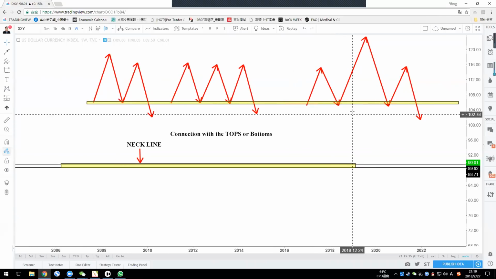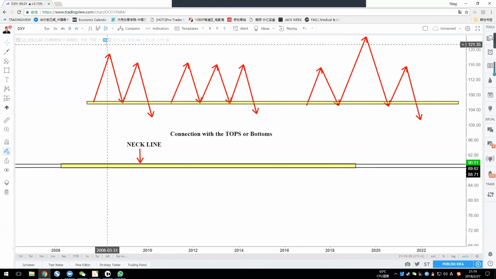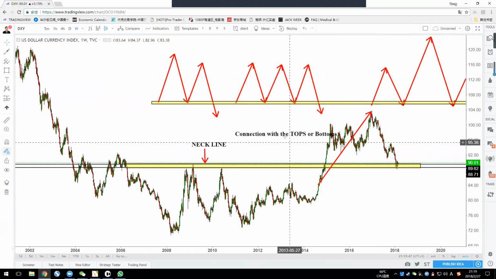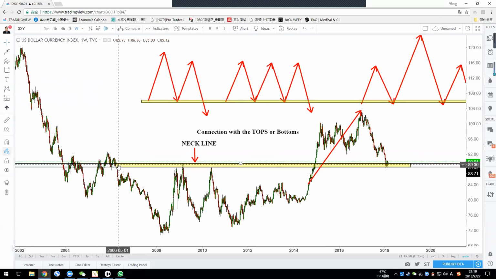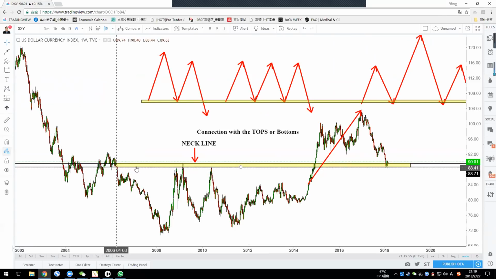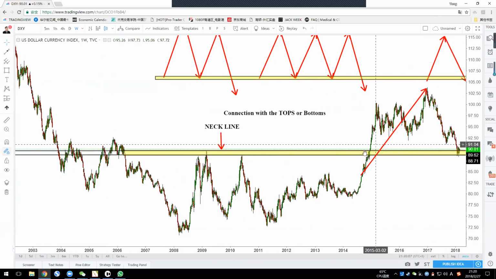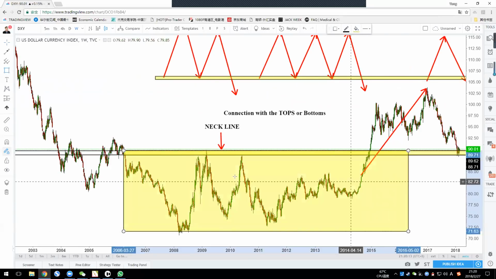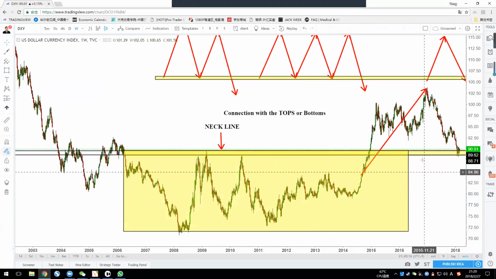Once the neckline is broken, invalidated, or violated, it tells you a big trend will start. This is clearly a very good neckline for the dollar index from 2006 to 2014. So what does this tell you? It tells you that the DXY has already broken the range from 89 to 70. It has moved away from this range and is ready to go for the next range.